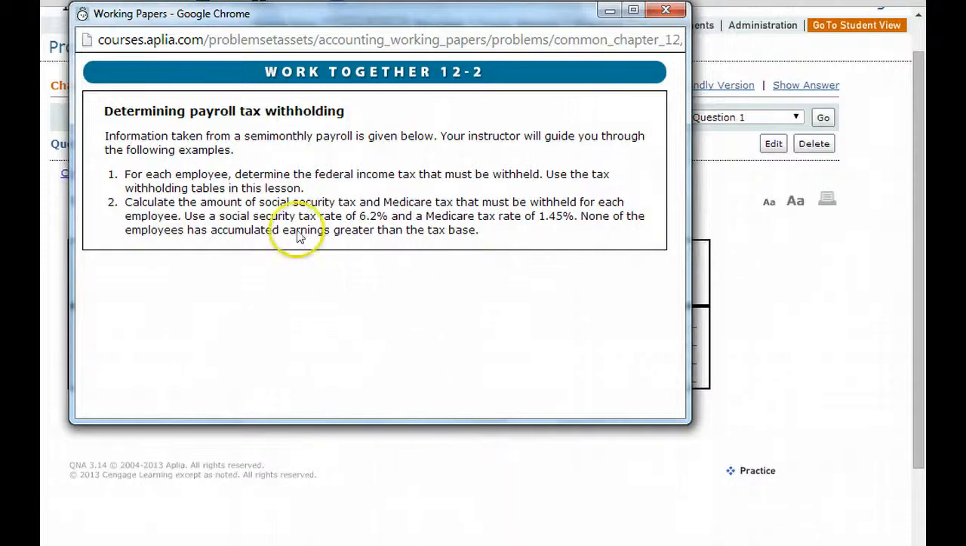Hello, this is Mr. Bergman, and I want to show you how to do Work Together Problem 12-2. Last time, we talked about calculating the total number of hours that an employee worked, then calculating the gross pay, or the pay before taxes. Now, we want to figure out the taxes that they're going to have taken out of their paycheck.